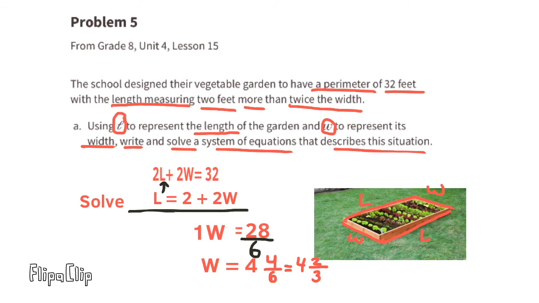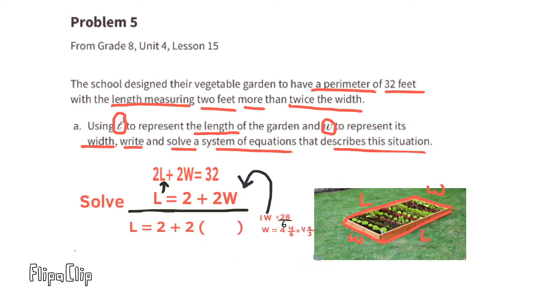Now we can substitute the W with 4 and 2/3, or 28 over 6. Now we can rewrite the equation as L equals 2 plus 2 times 28 over 6. And 2 times 28 over 6 is 28/3. So L equals 2 plus 28/3.